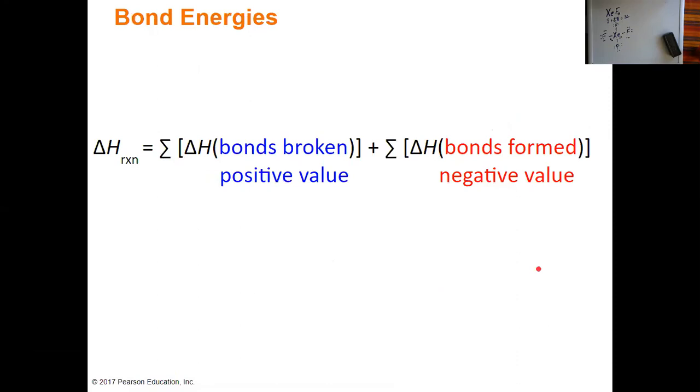Okay, I put up the formula again so you can look at it one more time, because we're going to look at two problems here. We're going to use the bond energies of the different components of a compound to calculate delta H values for the reactions. This really works best when all the reactants and all the products are in a gas state.